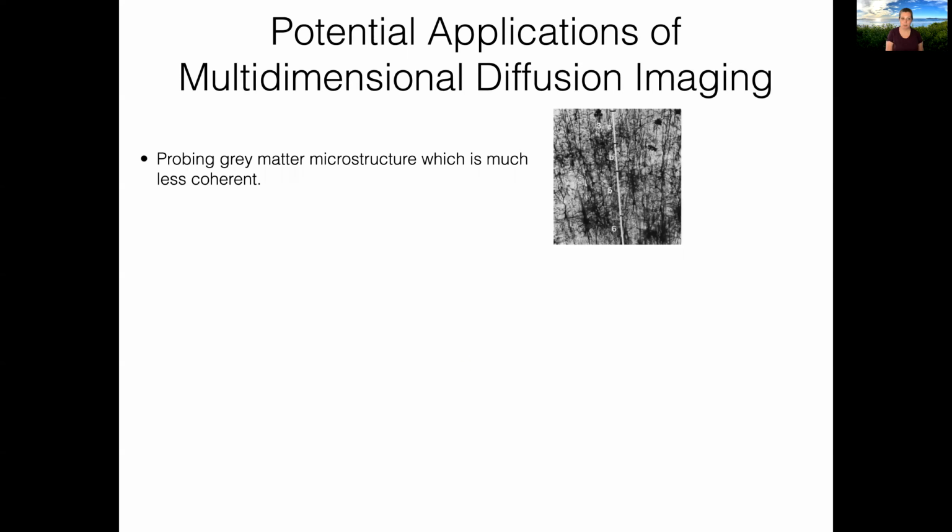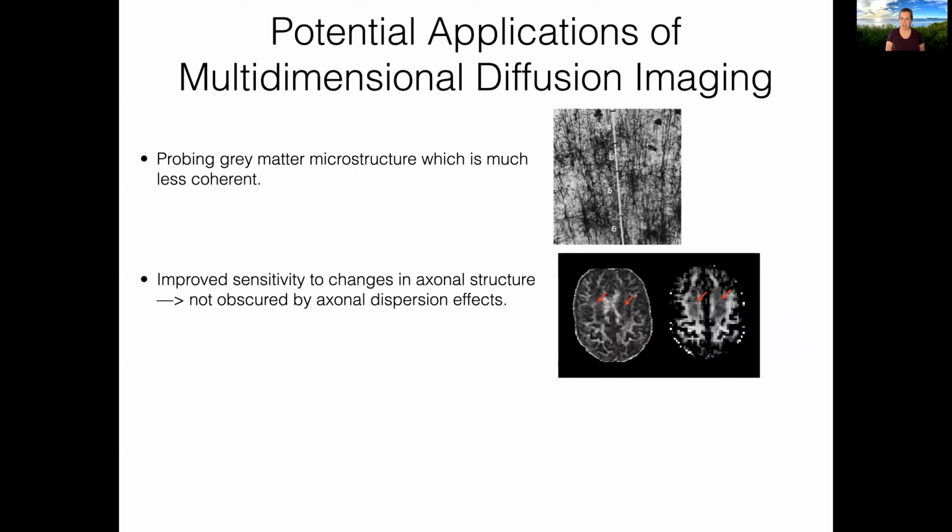recent publications. The first potential application is to probe gray matter microstructure, which is much less coherent than white matter and therefore might particularly benefit from this type of encoding, which is able to get at some of the information about the subvoxel compartments even when they're not coherently organized. The second is improved sensitivity to changes in axonal structure. So now that we can generate these microscopic fractional anisotropy maps, where the pathology is not obscured by axonal dispersion effects, there could be some big benefits.